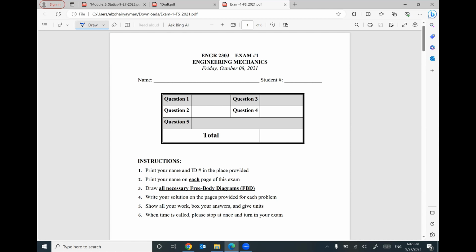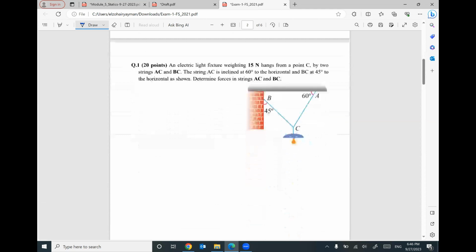For this exam, 2021, if you look to the problems, we have 5. In this practice exam, we have 5. Sometimes we have 6. So, first question.